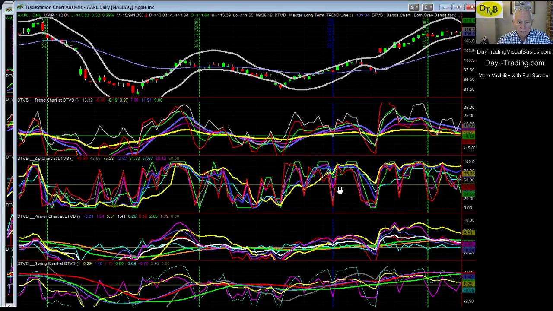There's another good indication: your zip pink is just under 50. Zip pink is only at 43 and zip red is at 3.